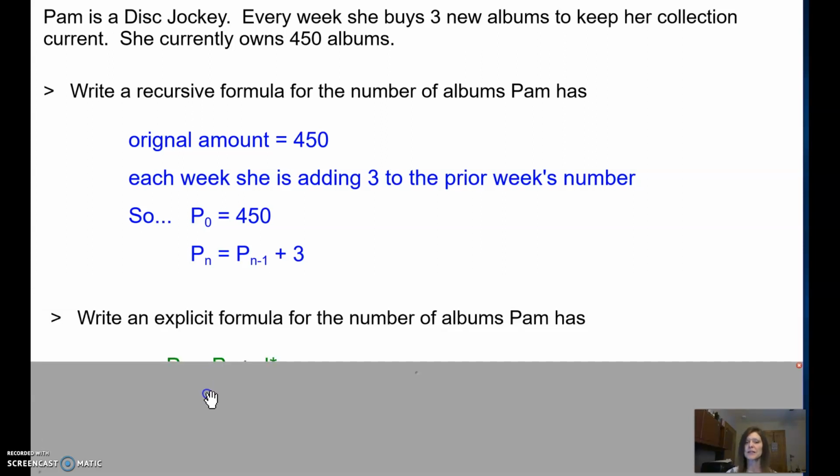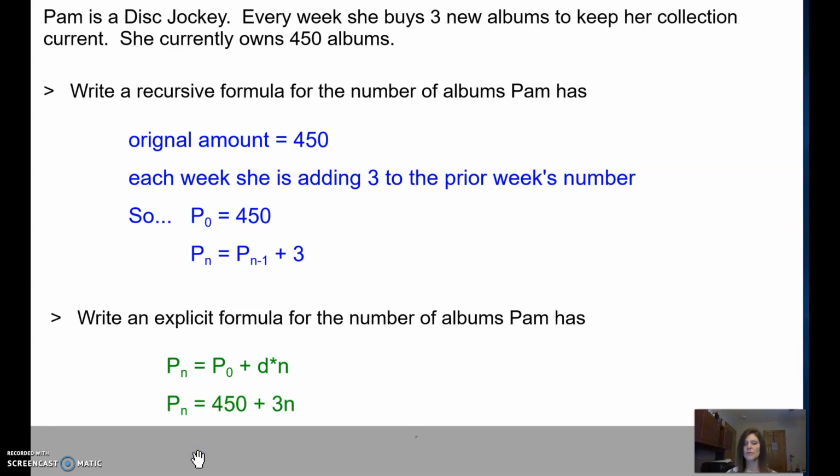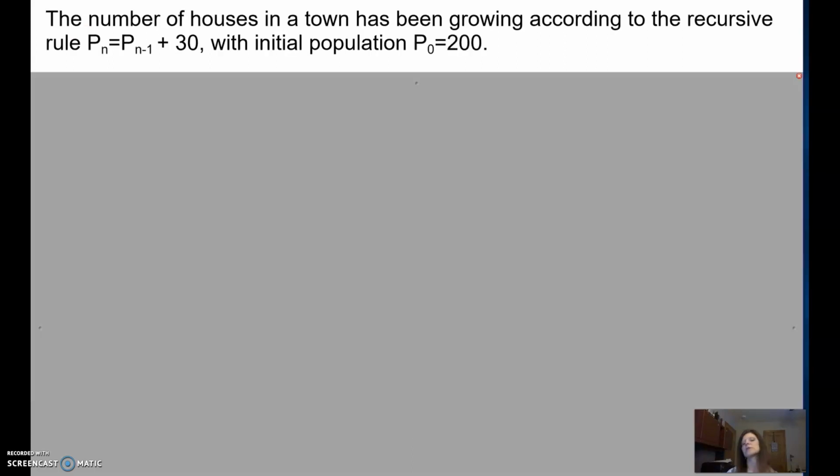Could we come up with an explicit form? Well, sure. The explicit form says p sub 0, your starting point, plus d, that change, times the number of times that you're dealing with, so n. In this case, 450, p sub 0, plus 3, because that's the change, times n. So if I'm looking for 10 months down the road, I would put in a 10 for the n there, right? That's all that means.